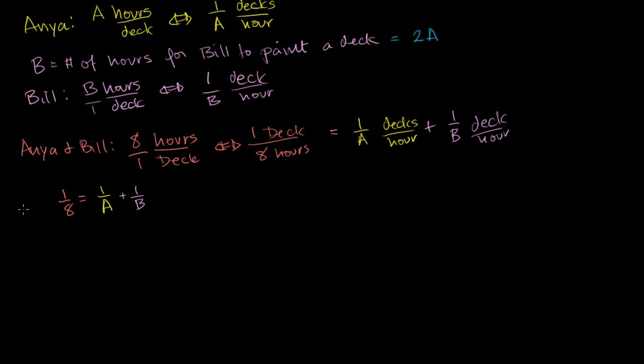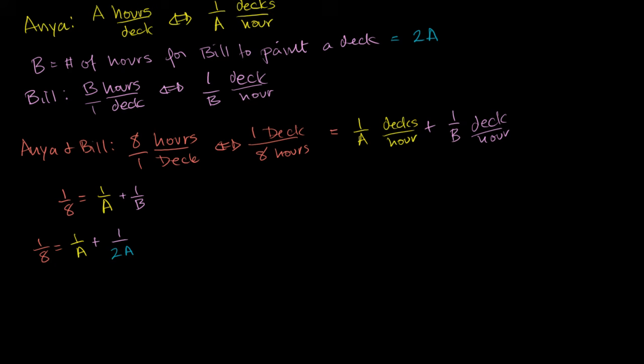So we can rewrite this equation as: 1/8 is equal to 1 over Anya. Instead of writing 1 over Bill, we would write plus 1 over, Bill is 2 times Anya. The number of hours Bill takes is 2 times the number of hours Anya takes. So 2 times A. And now we have one equation in one unknown, and we can solve for A.